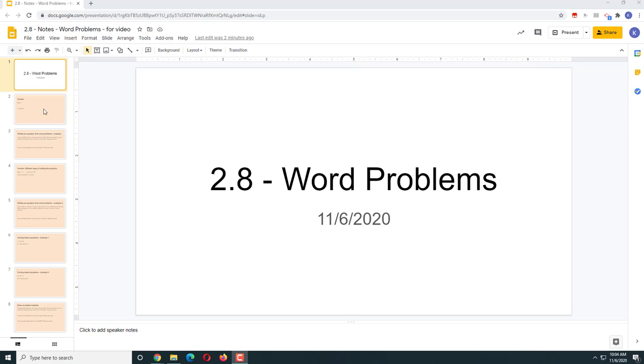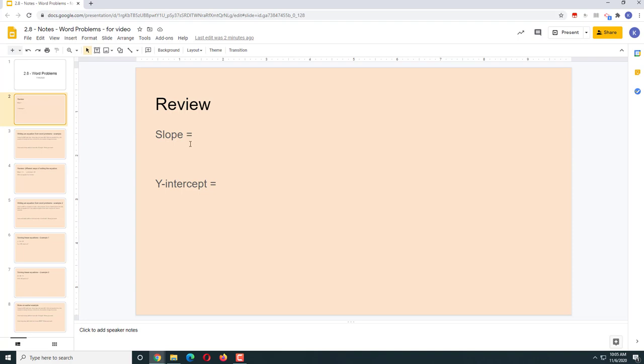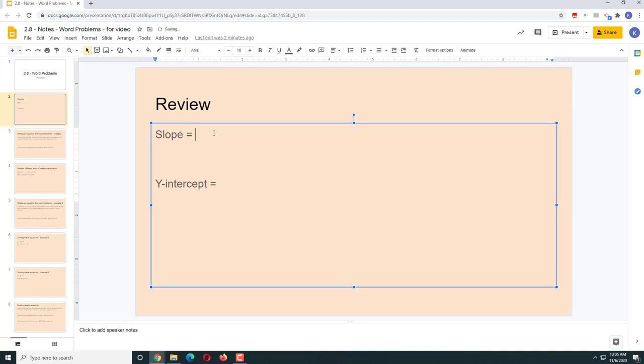2.8 Word Problems. In this video, we will figure out how to interpret and solve word problems involving constant rate of change. Remember, slope is the rate of change, how fast something is changing. Y-intercept really is the start number.